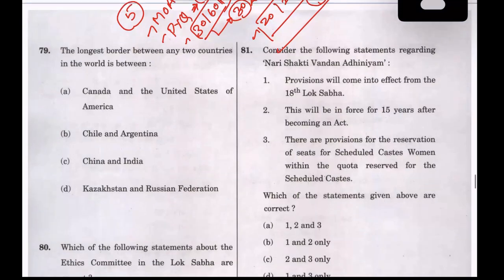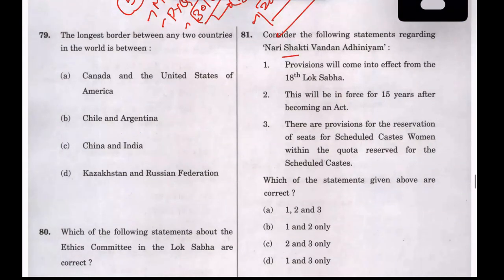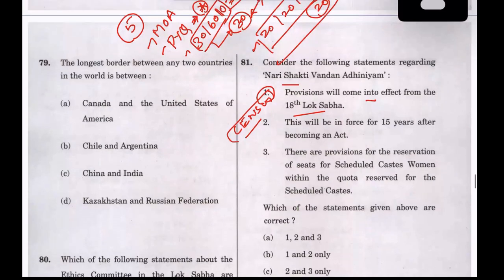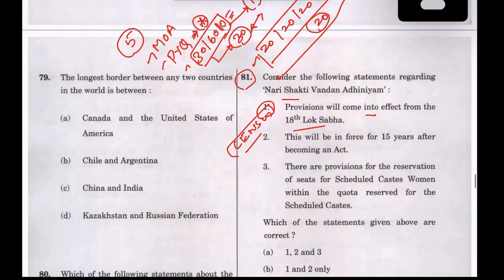But Nari Shakti Vandan Abhiyan, it will come into effect from the 18th Lok Sabha. No, they have said this specifically, that you need the census. Only after the census and the notification by the president can it come. This was a direct question. This should have been taken.